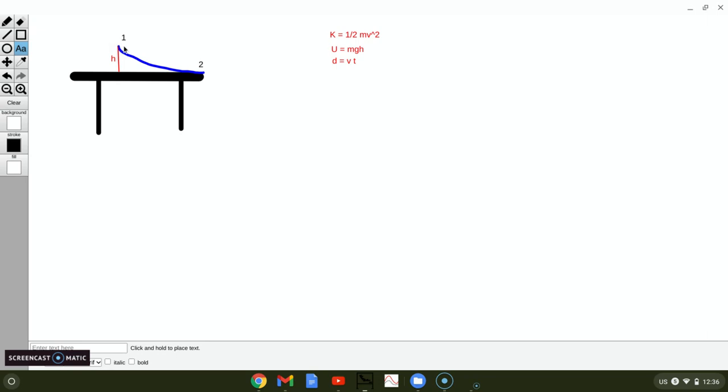So at position 1, it's all potential energy. At position 2, it's all kinetic energy. What we need to prove is that those two are the same. That'd be real easy to do if we could calculate the velocity here, but we can't. It's not easy to do. So instead, we are measuring the distance that the ball flies off the edge of the table, and we're using the distance as a bit of a stand-in for the velocity.